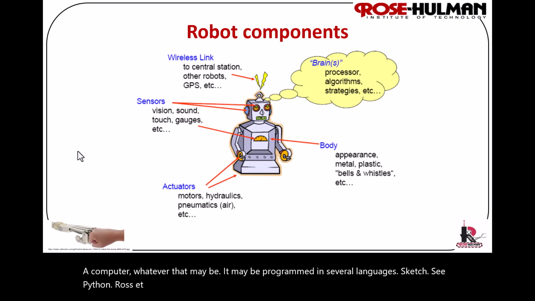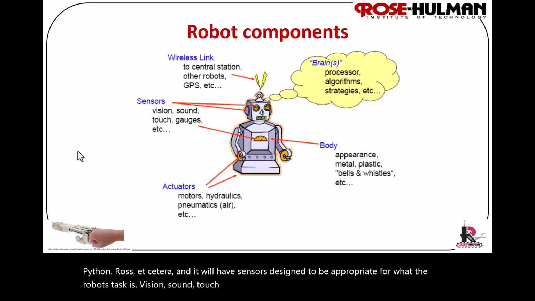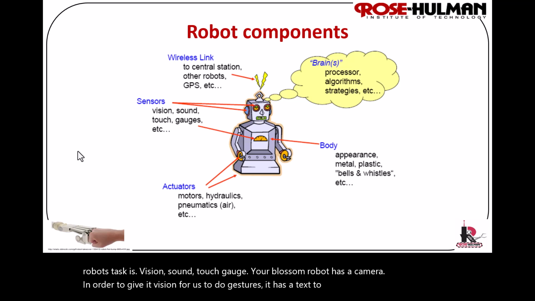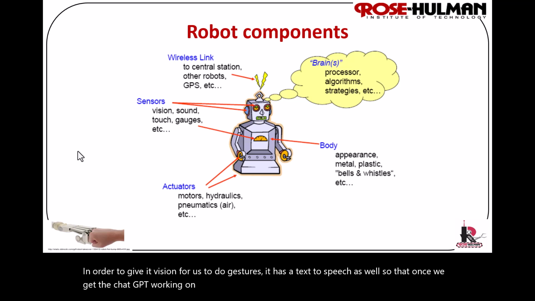And it will have sensors designed to be appropriate for what the robot's task is: vision, sound, touch, gauge. Your Blossom robot has a camera in order to give it vision, for us to do gestures. It has text to speech as well, so that once we get ChatGPT working on it, if you have a conversation with it, it can respond, etc.